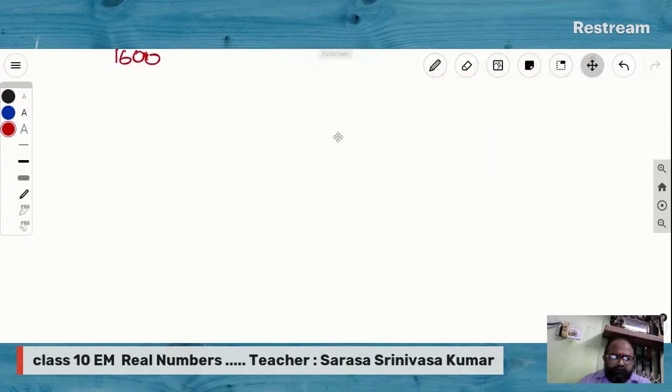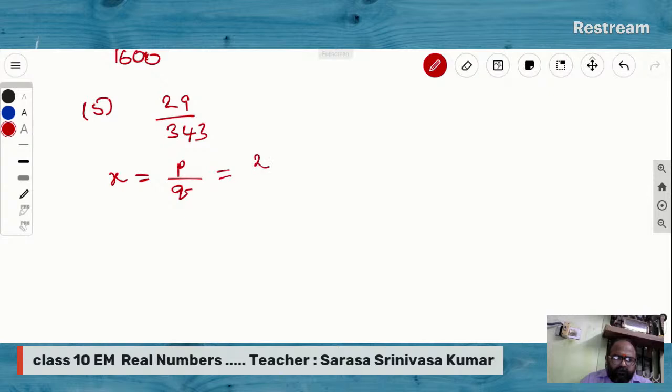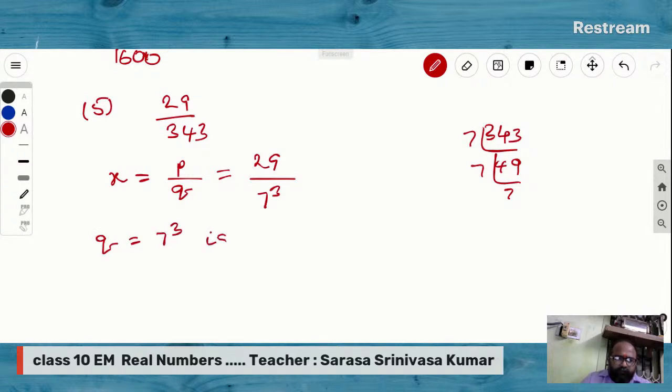Now we consider the next problem. Fifth problem, 29 by 343. So let x equal to p by q, equal to 29 by 343. We can find prime factors for this: 7 49s, 7 sevens. So this is 7 cube. So q equal to 7 cube is not of the form 2 power n 5 power m.